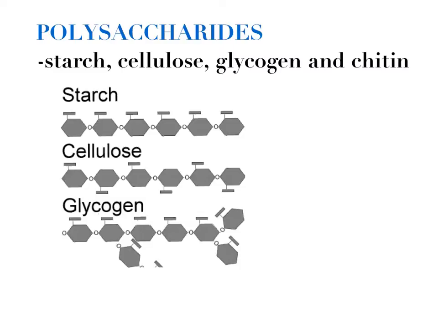So now we're going to take a look at the really interesting carbs, in my opinion. These are the polysaccharides. These molecules are made of hundreds or thousands of monosaccharides linked together. There are four main types of polysaccharides: starch, cellulose, glycogen, and chitin. The graphic below doesn't show you chitin, but it's quite similar to cellulose.